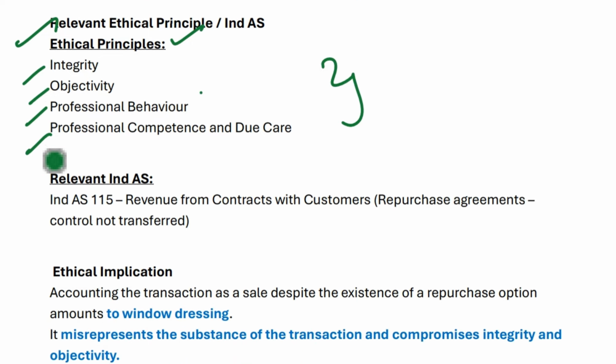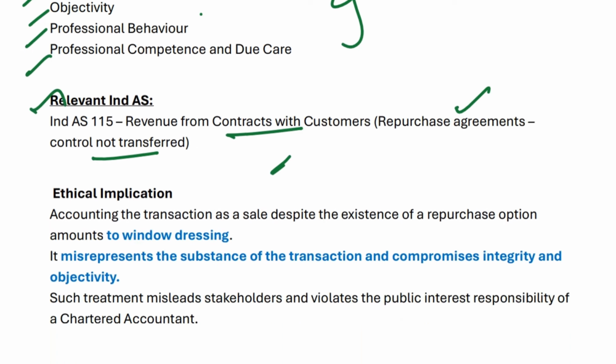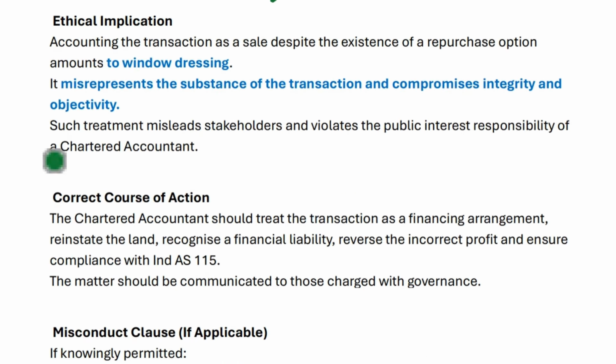Okay, now, with respect to the relevant Ind AS, revenue from contract with the customer, that is, it is a repurchase agreement because the control has not been transferred. It should not be treated as a sale, right? What is the ethical implication in this question? Accounting the transaction as a sale instead of a repurchase option is window dressing.